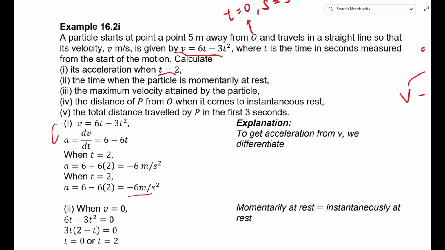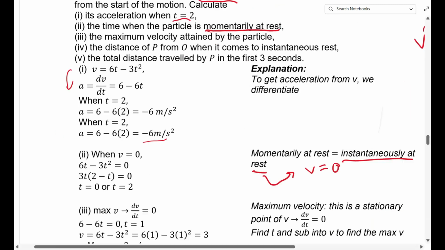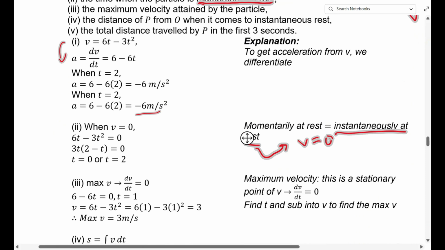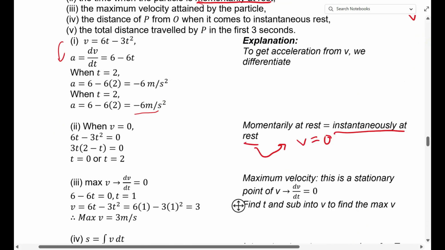Okay, part 2. Find the time when the particle is momentarily at rest. Momentarily at rest is also equivalent to instantaneously at rest. And this is a keyword they have, to be able to identify, that they're trying to tell you to sub v equals 0. So your velocity is equal to 0. That's why here you will let v equals 0, and then let the expression of v equal 0.